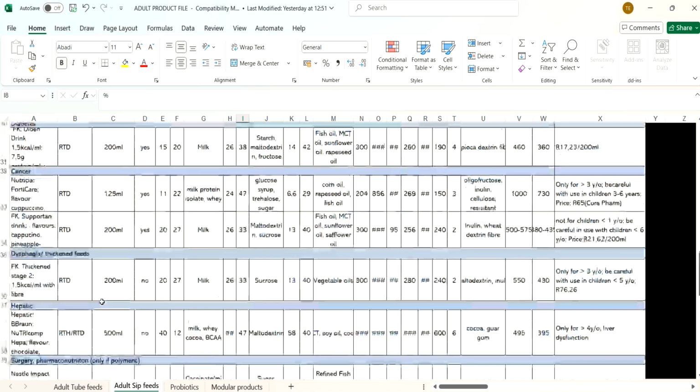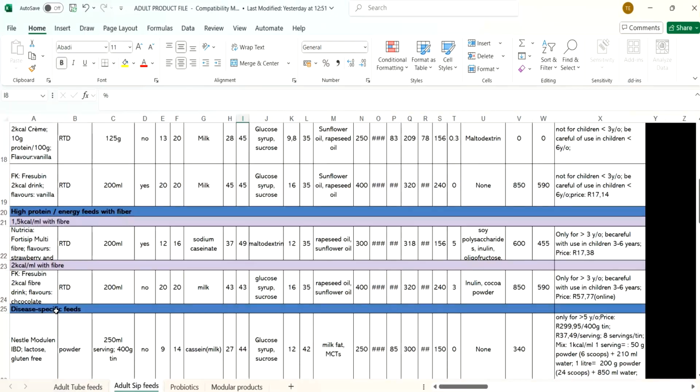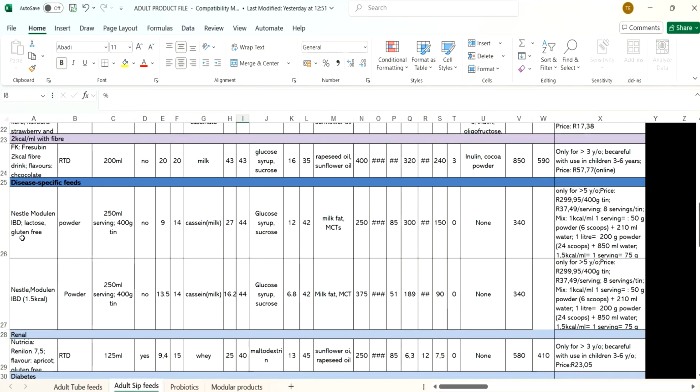With the sip feeds, you need to indicate whether they are either ready to drink. I put ready to hang, but it's actually ready to drink, or in a powder form. With the powder form, because you can mix it with both a 1 kcal per ml serving, for example, or a 1.5 kcal per ml serving, you indicate both mixtures in different rows, right? So for example, if you had Modulen IBD for Crohn's disease, I've indicated that per serving, obviously, as a standard feed, the 1 kcal per ml as well as the 1.5 kcal per ml.